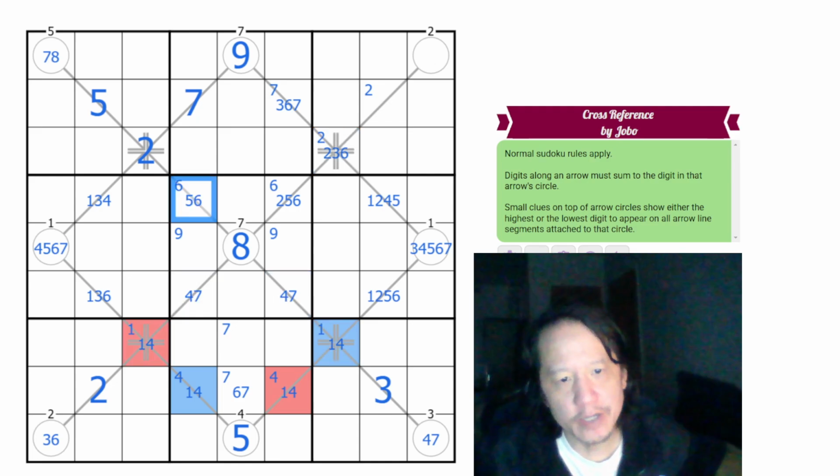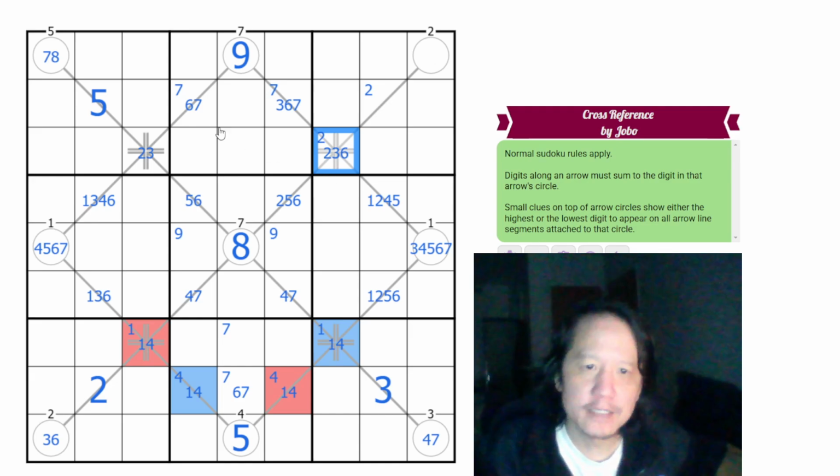Oh, wait. Can this ever actually be a 6? If this were a 6, this would have to be 2 and 7. But this 6 would be with 2, so that would be 8. Oh, that could work, actually. Can this ever be 2 is the question. Yeah, probably. Actually, let's work through that.